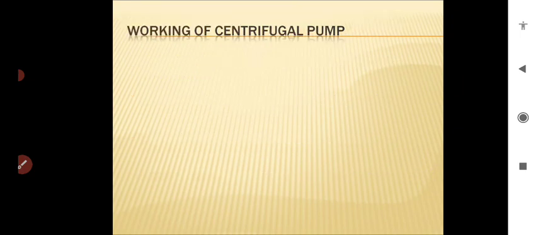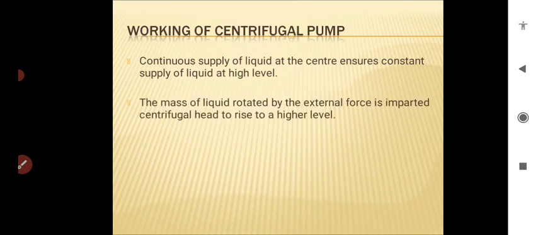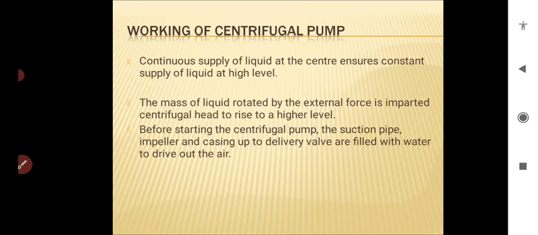The low pressure at the center of rotation causes suction of liquid. Therefore, a continuous supply of liquid at the center ensures a constant supply of liquid to the higher level. The mass of liquid rotated by the external source is imparted centrifugal head to rise to a higher level.